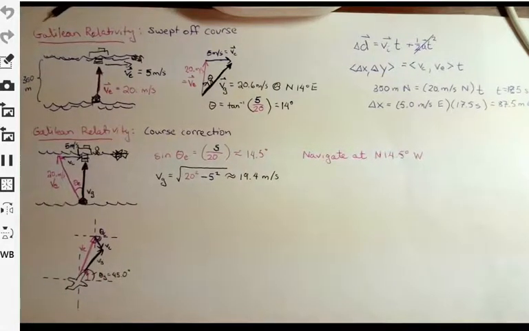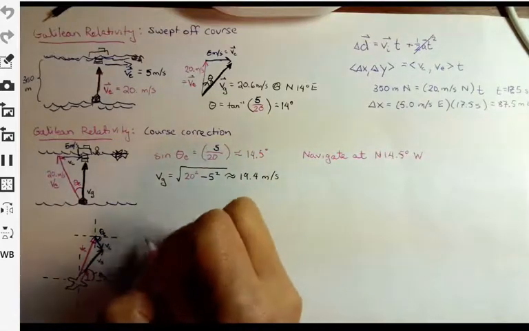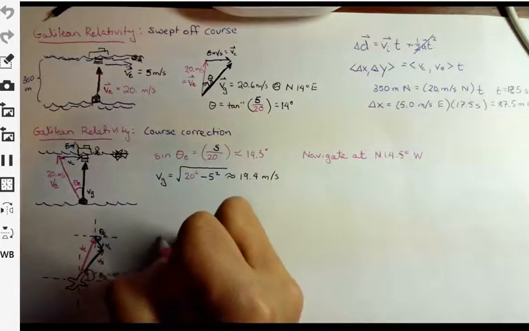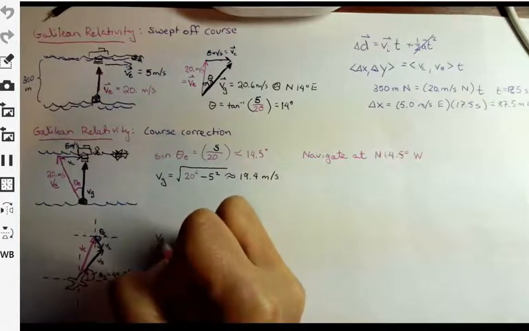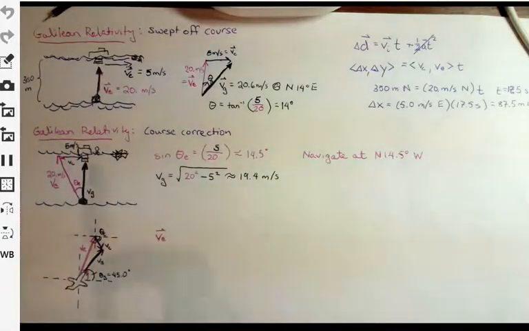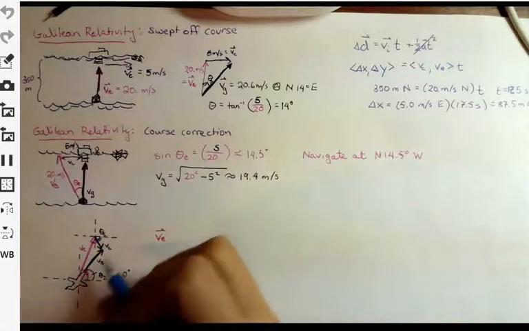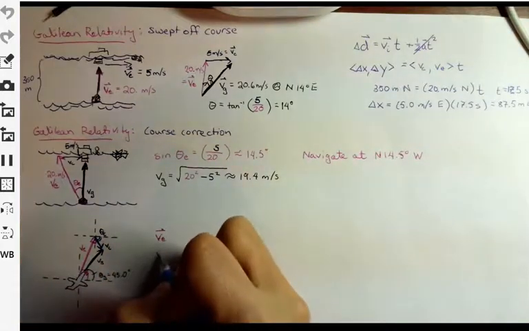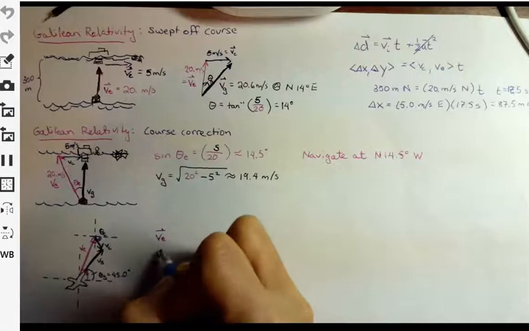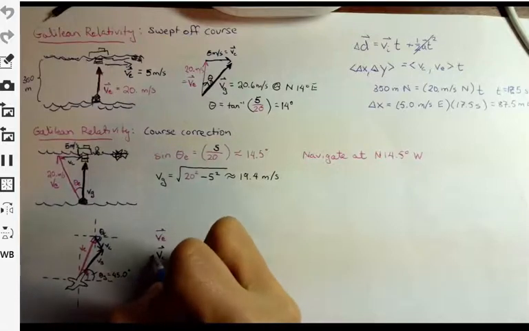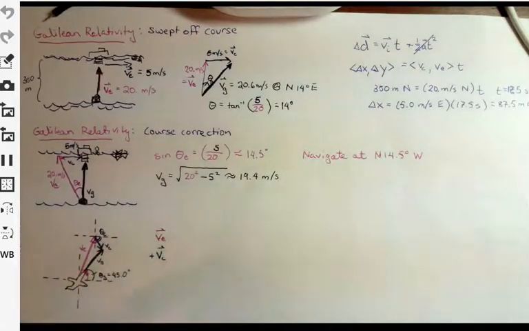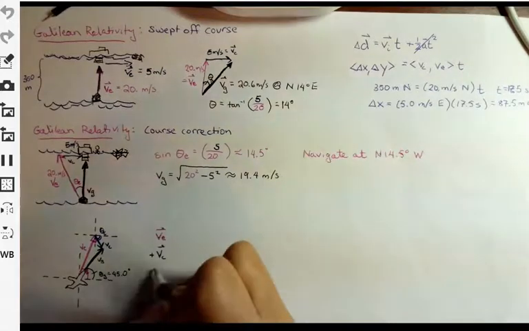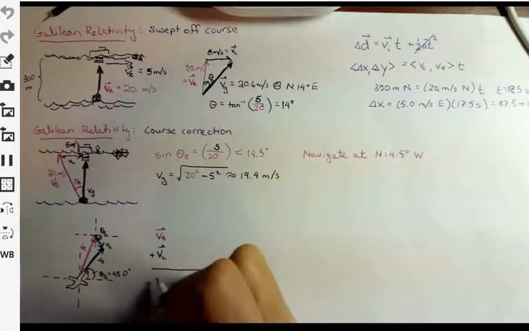Now, set up your vectors in bracket form. Don't even try to do this in Cartesian coordinates. I'm going to suggest that you set up your Galilean relativity equation vertically like this. Engine velocity, you know it. What you want to know is which direction it should be. Current velocity, you know both speed and direction. It is the problem. This is the solution.